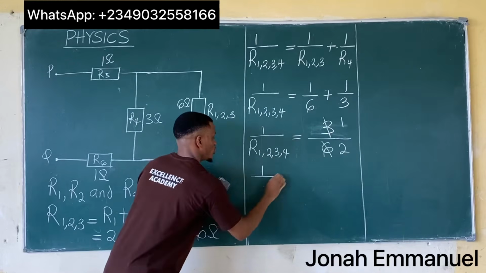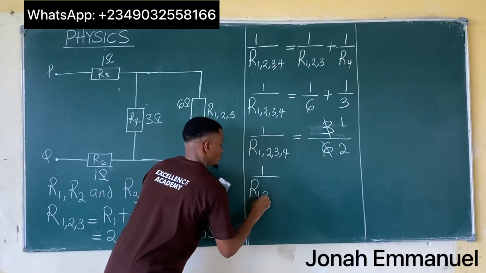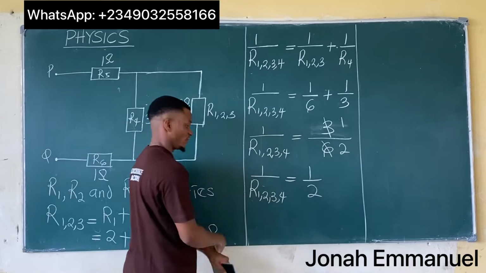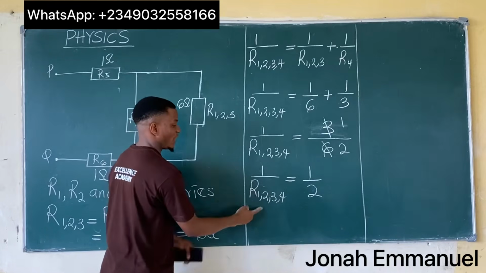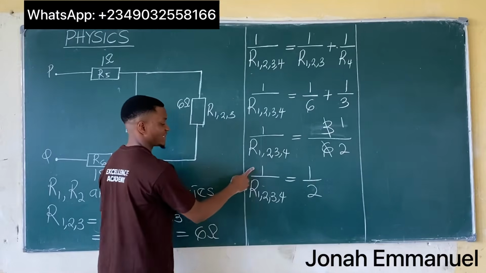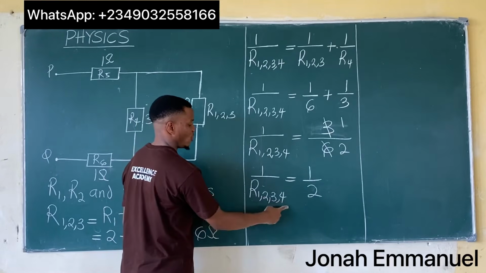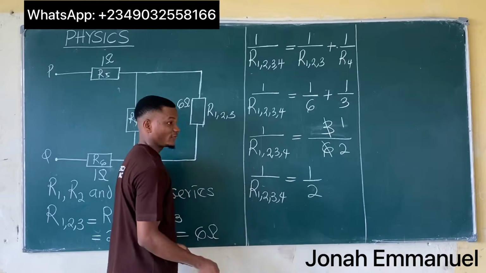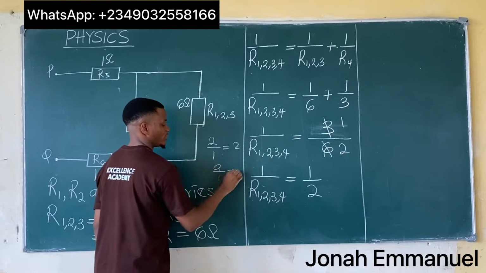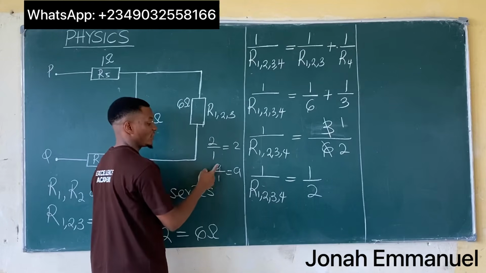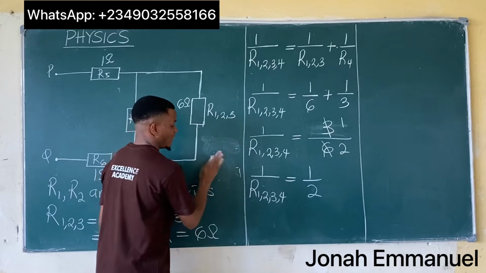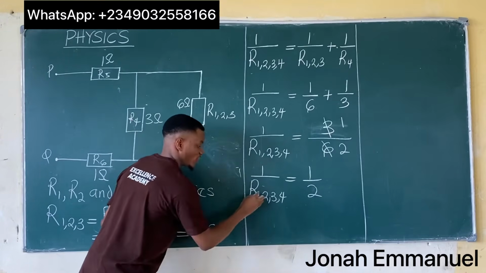So hence 1 all over R1,2,3,4 is equal to 1 all over 2. To get this value, I'll have to invert it. So if I invert it, this becomes R1,2,3,4 all over 1, which is itself, because 2 over 1 is 2, A over 1 is A. So therefore, anything over 1 is that thing.